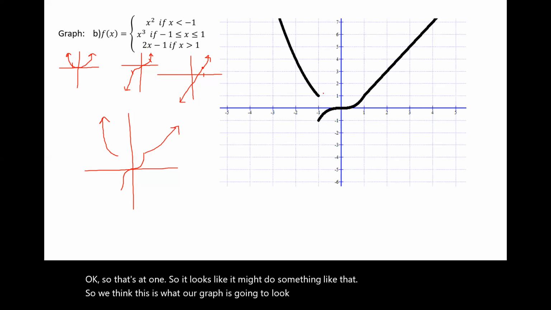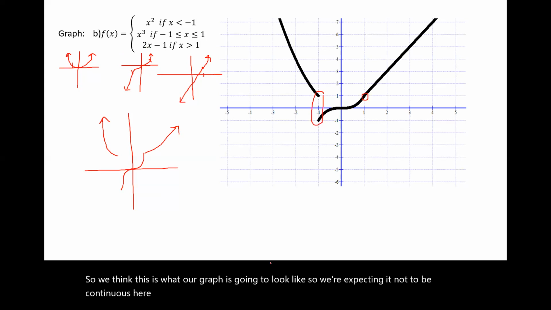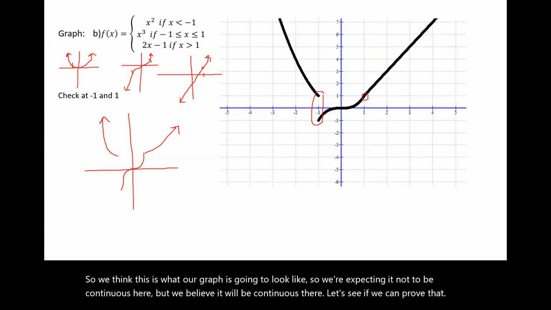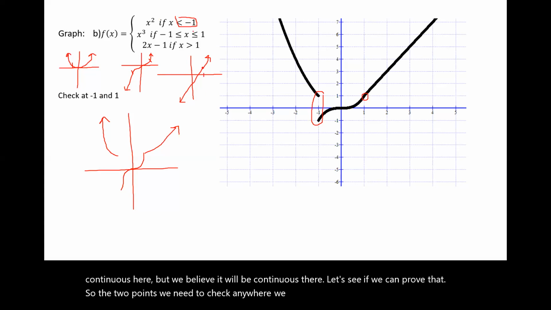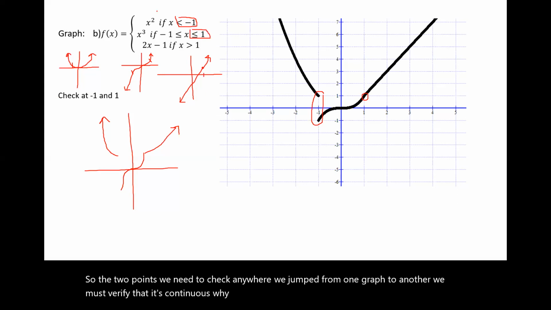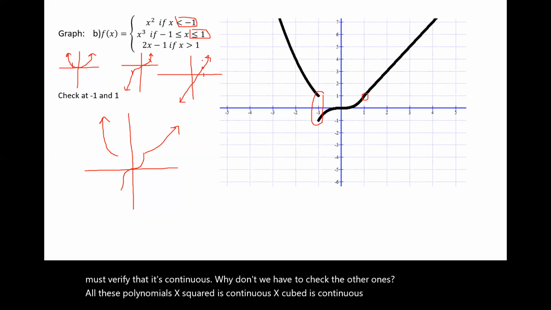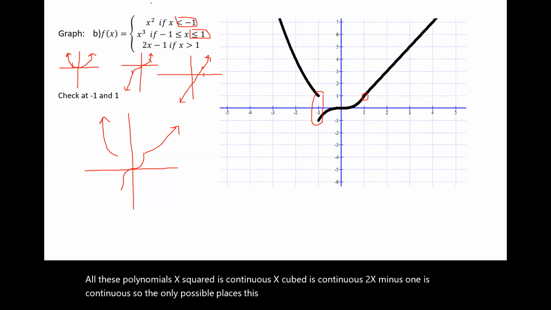So we're expecting it not to be continuous here, but we believe it'll be continuous there. Let's see if we can prove that. So the 2 points we need to check, anywhere we jumped from one graph to another, we must verify that it's continuous. Why don't we have to check the other ones? All these polynomials, x squared is continuous, x cubed is continuous, 2x minus 1 is continuous. So the only possible places this could not be continuous, as long as we're looking at polynomials, is where you jump from one to the other.